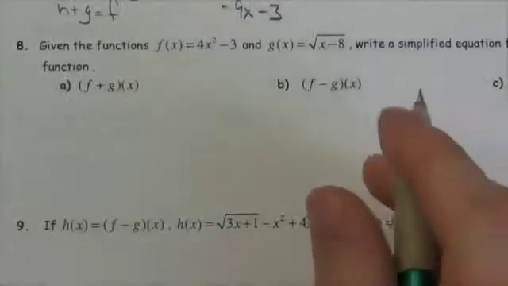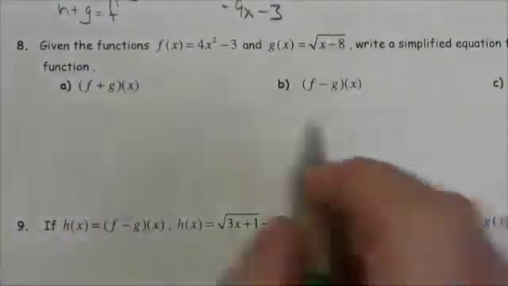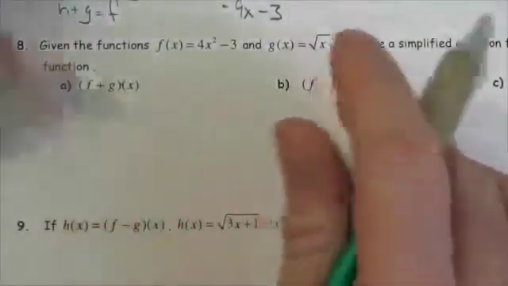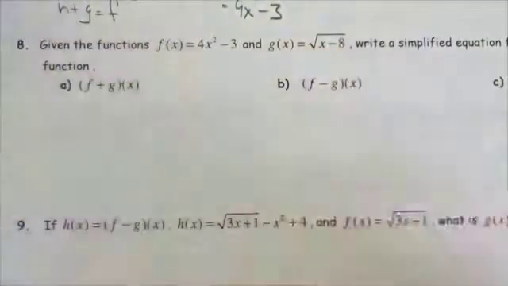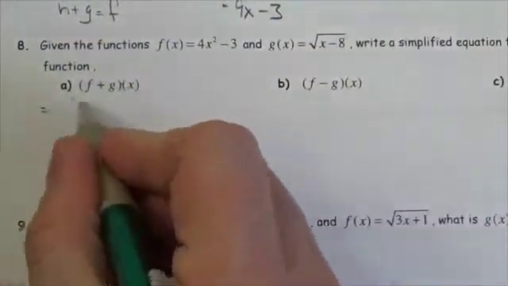Given the functions f of x equals 4x squared minus 3, and g of x is equal to the square root of x minus 8, write a simplified equation for each combined function. Okay, so for this one right here, we're just going to practice what we already know. So we've got our two expressions here for f of x and g of x. Our first one tells us to add the two together.